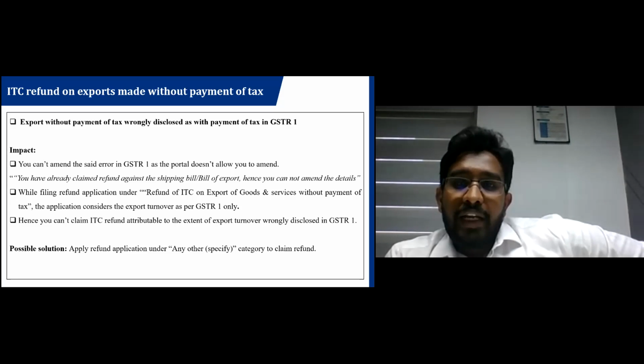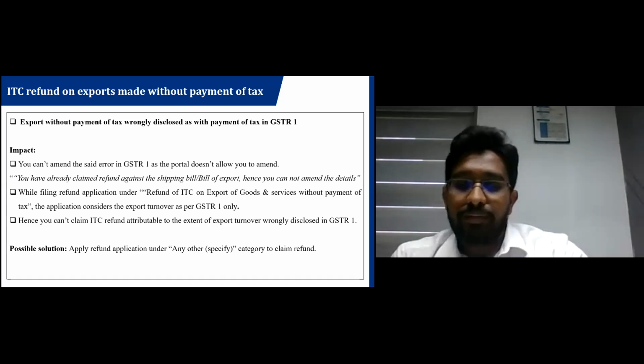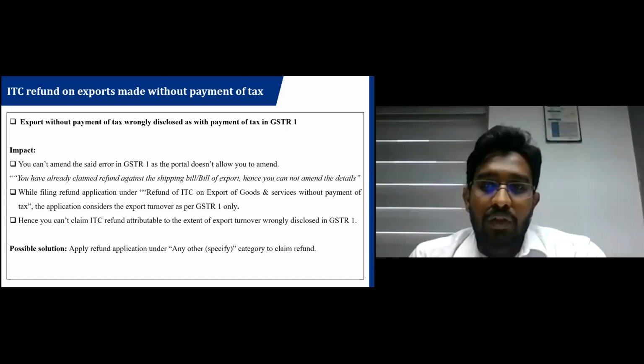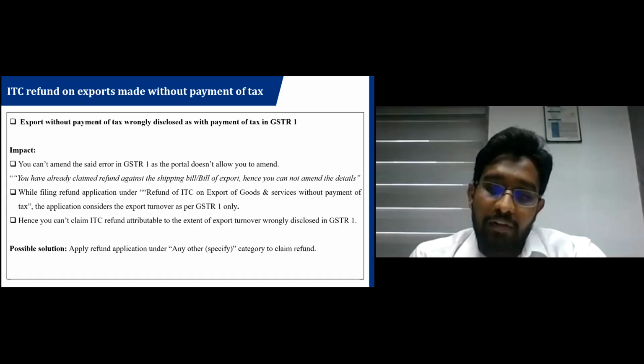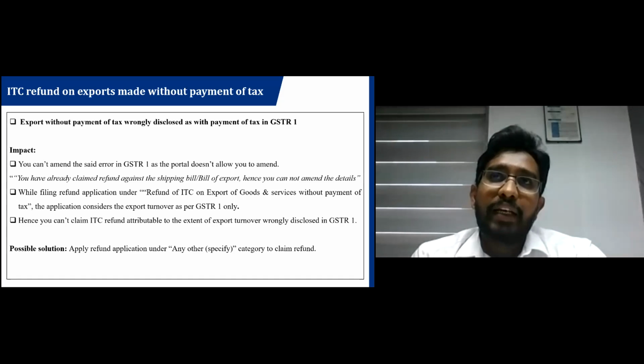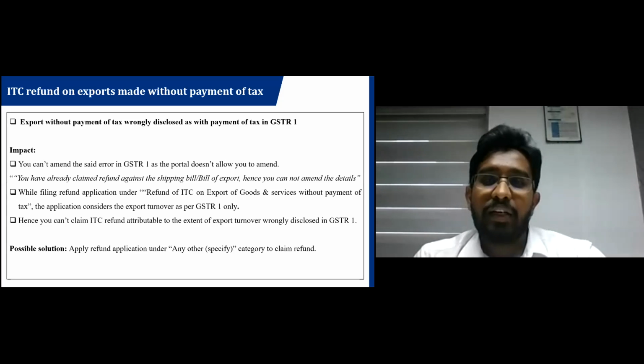You can file refund in proportion to those 3 invoices under any other category. So total 10 invoices. Of that, 7 invoices were correctly disclosed under without payment. You can claim refund under the without payment category, no issue. For the remaining 3 invoices, you need to file the refund application under any other category only. Otherwise, you won't get refund under the without payment category.